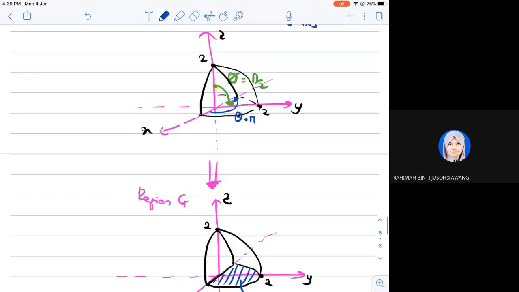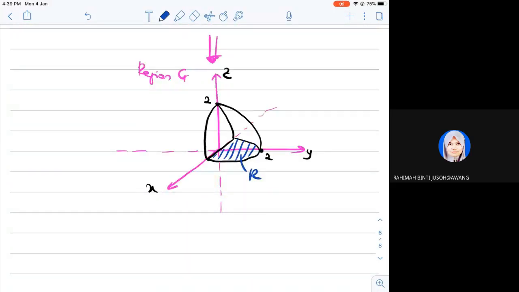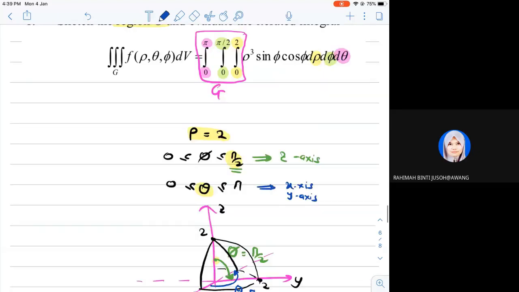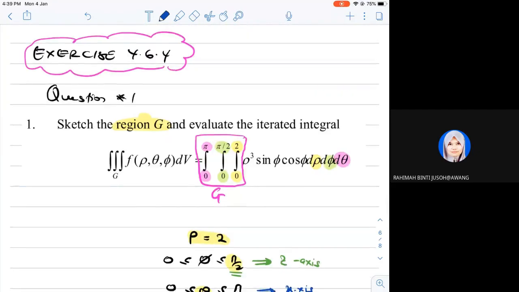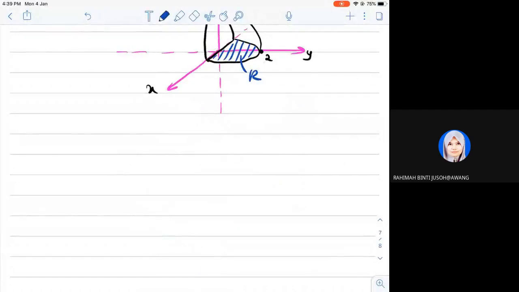Suku sphere je sebenarnya. Understand how to sketch? Faham tak? Okay, good. So barulah boleh integrate. Jom kita integrate. Starting from 0 until pi, 0 until pi over 2, 0 until 2. Okay, rho cubed sine phi d rho d phi d theta.